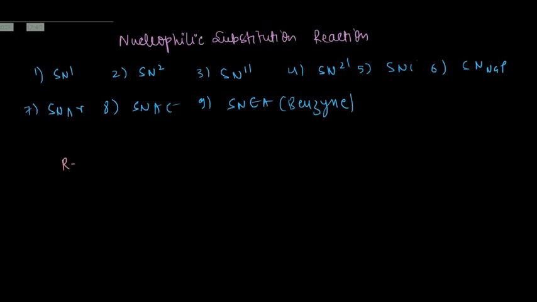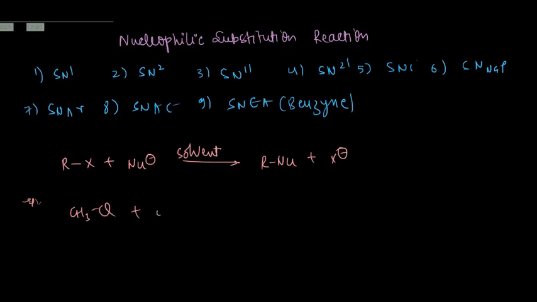Suppose we have an alkyl halide RX which is attacked by nucleophile Nu minus, and we have a solvent over here. Any solvent it could be. We're gonna study each and every one in detail later. So we have a solvent. It reacts to form RNu plus X minus. Then it's replaced actually. If we take the example over here, we have CH3Cl which reacts with OH minus and forms CH3OH and Cl minus.